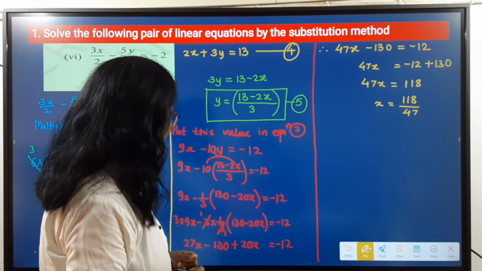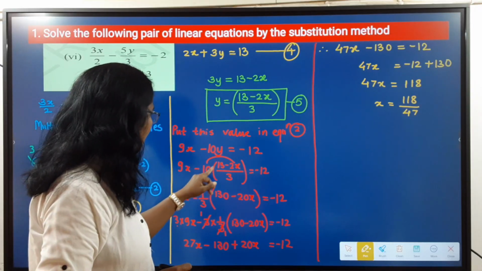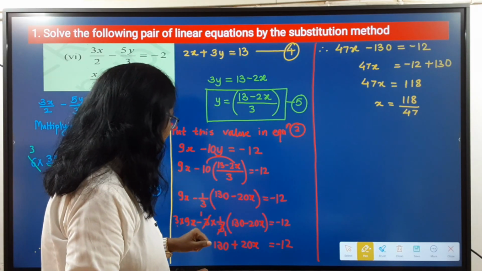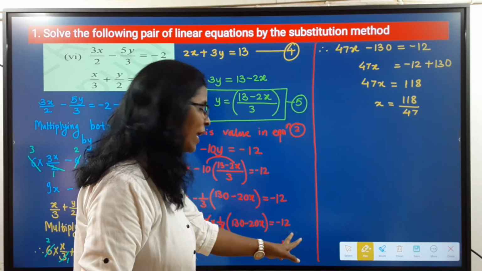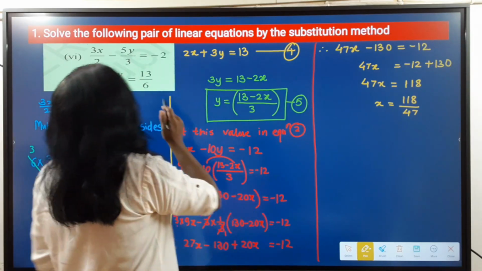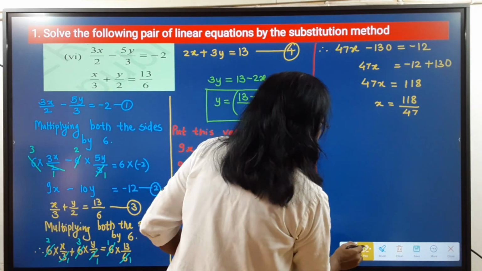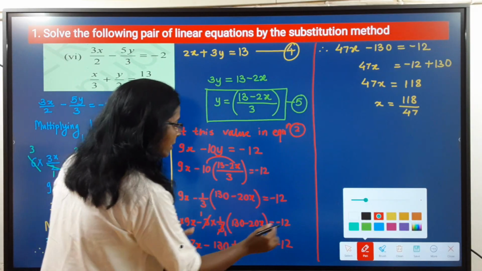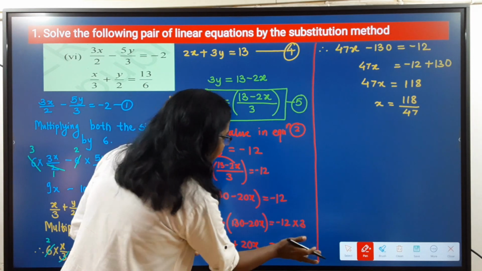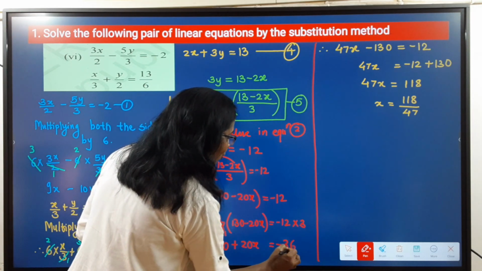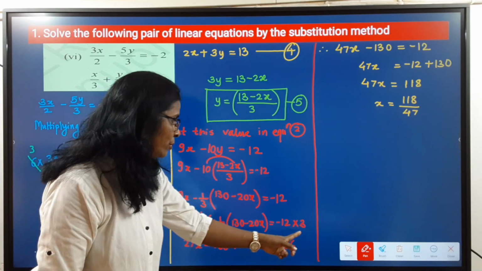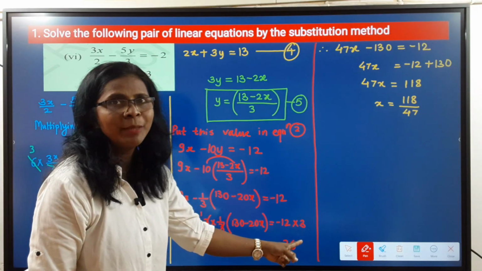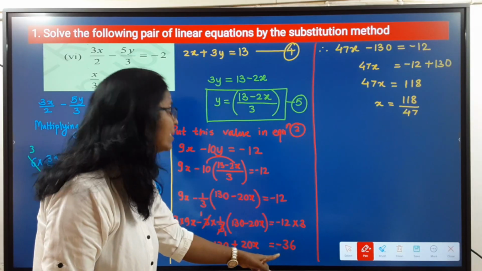Is there any mistake, students? Yes. Here I multiplied both the sides by 3, but I did not multiply this. So this is a mistake. Let me remove that mistake. Multiplying by 3, I multiply both the sides by 3, but I did not multiply minus 12 by 3. So now minus 12 multiplied by 3, that means minus 36.